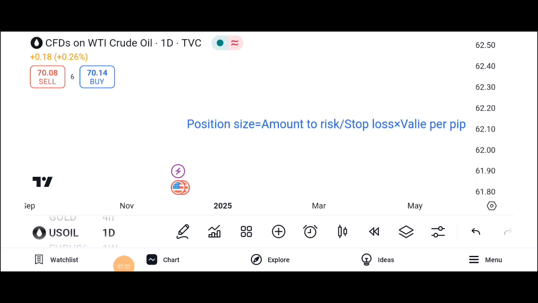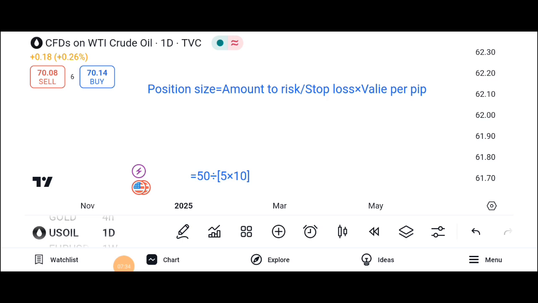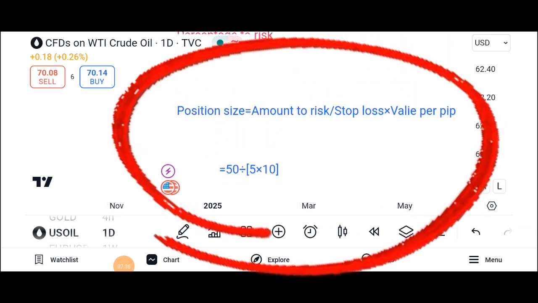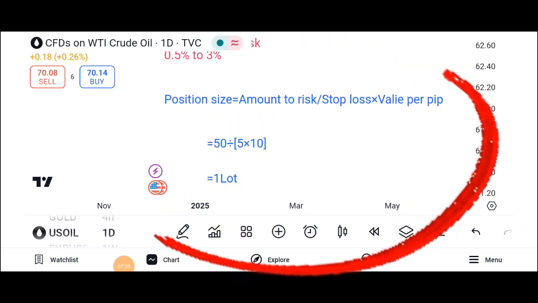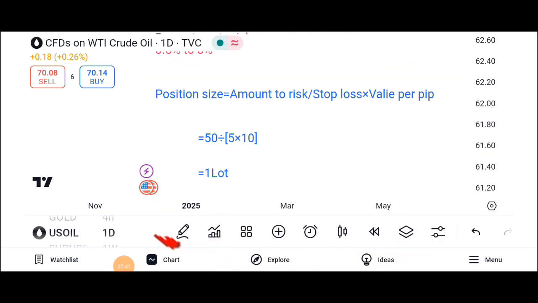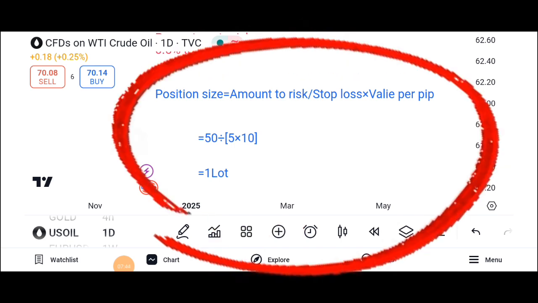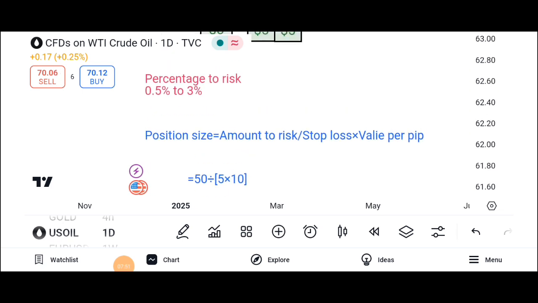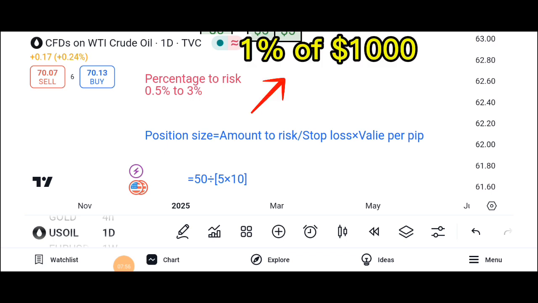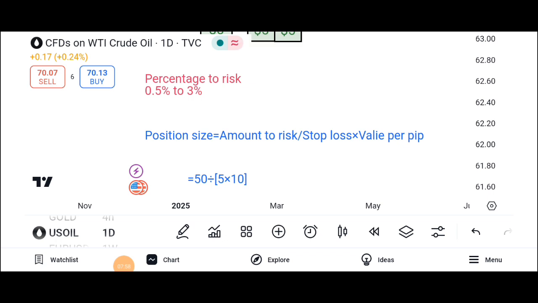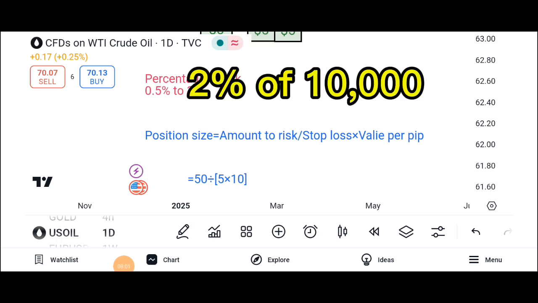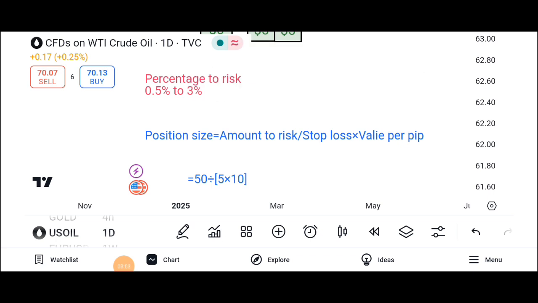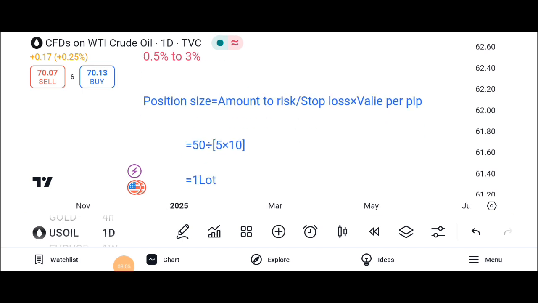So I'll be taking you through the first one, which is the manual method of getting the proper lot size. This is the formula that we use: position size, which is actually lot size, equals amount to risk divided by the stop loss times the value per pip. The amount to risk is the amount of money you get after calculating, let's say, 1% of $1,000, or 2% of $10,000. The answer you get is what you're going to use as your amount to risk.